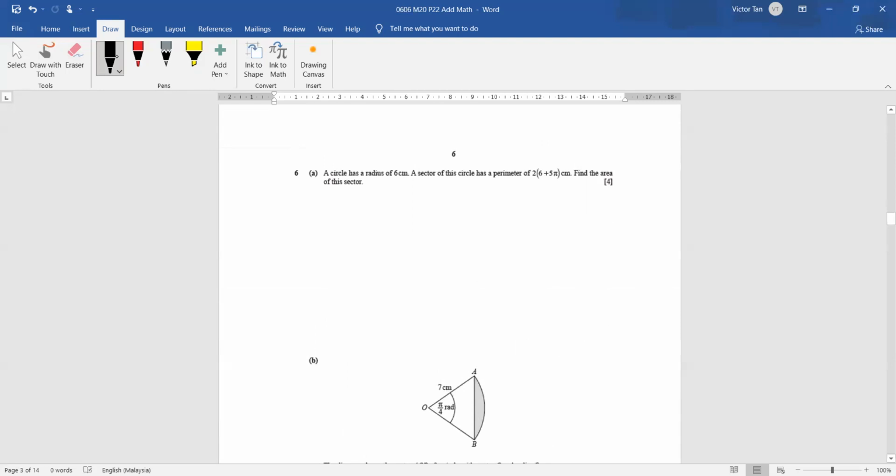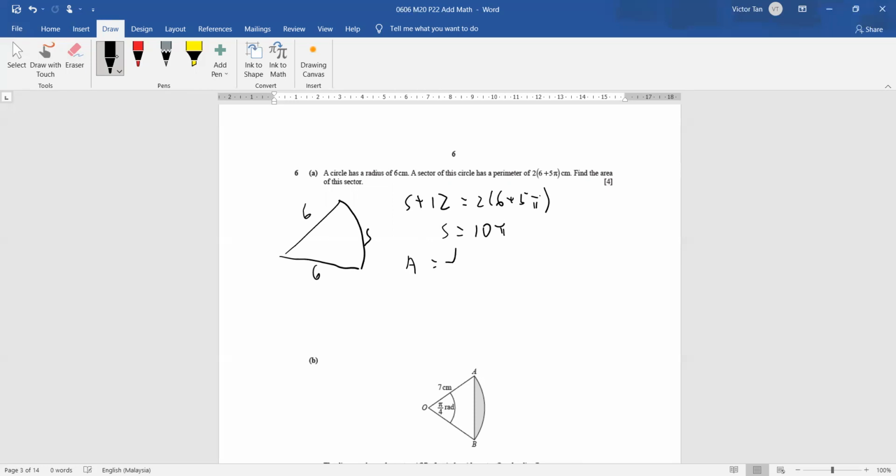A circle has a radius of 6 cm. A sector of this circle has a perimeter of 2 times (6 plus 5 pi). Find the area of this sector. So the sector is like that, with arc length S and radius 6. So what is S? S plus 12, which is the perimeter, is 2 times (6 plus 5 pi). So S equals 10 pi.